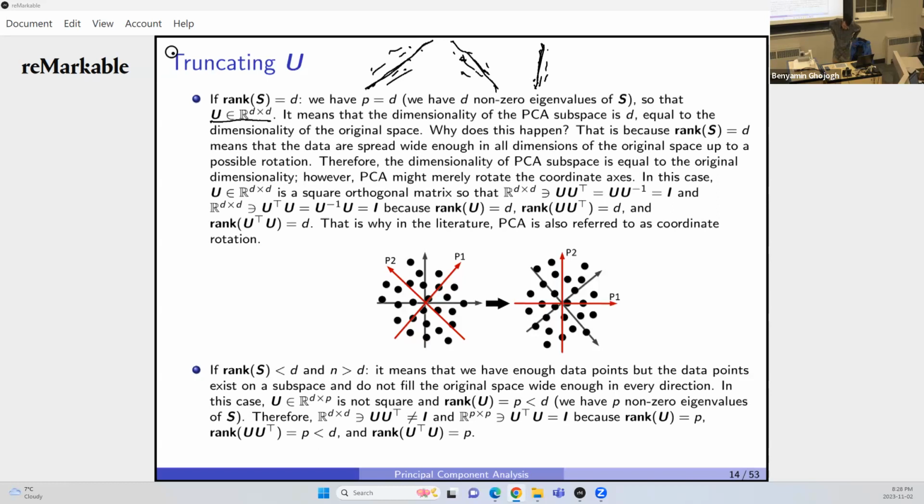But yes, if you truncate, then the rank of UU transpose becomes P, which is less than D. Okay.